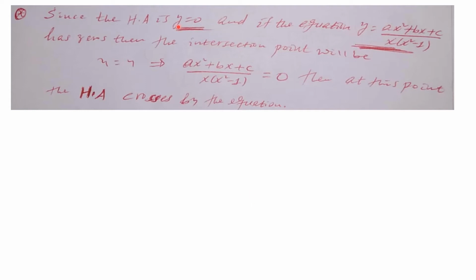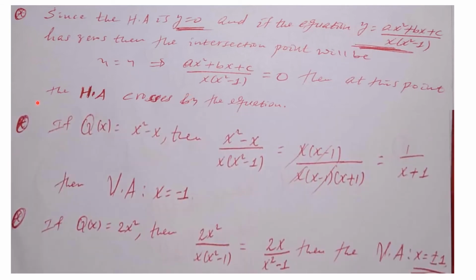Next, for example, what does B say? Graphs of the equation cannot intersect the horizontal asymptote, it says. The horizontal asymptote is y equals 0. In general, y is equal to f of x, so y equals the quadratic function over q of x over x into x square minus 1. Since y is 0, we set this equal to 0 and solve it. So we get x square plus bx plus c equals 0. Then at this point, where this becomes 0, the graph of the function crosses the horizontal asymptote, or they intersect each other.